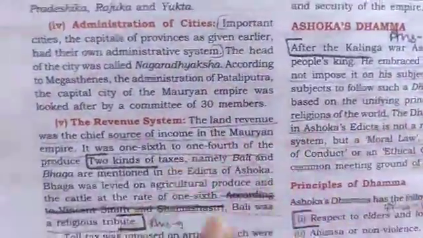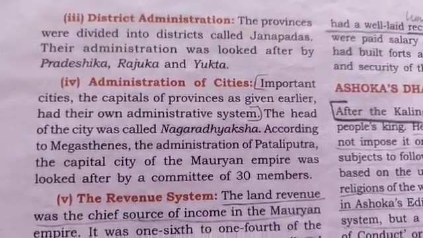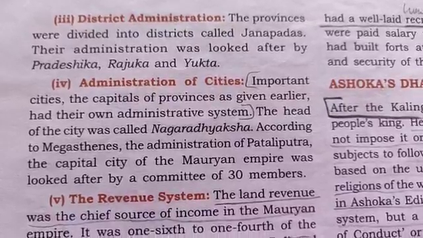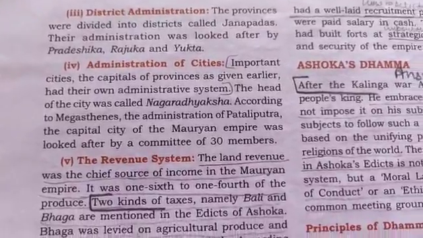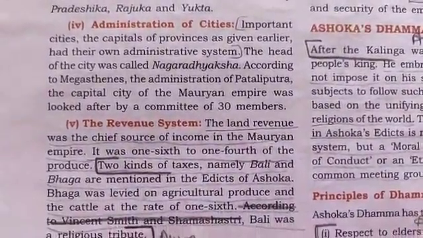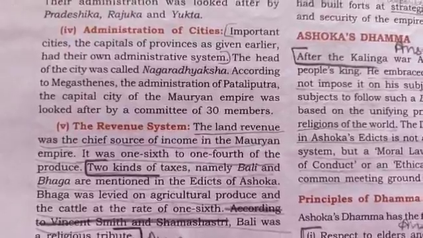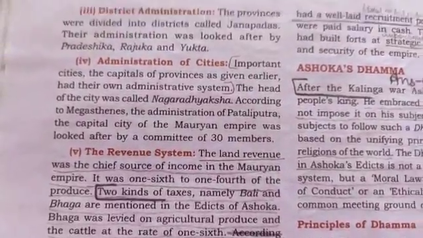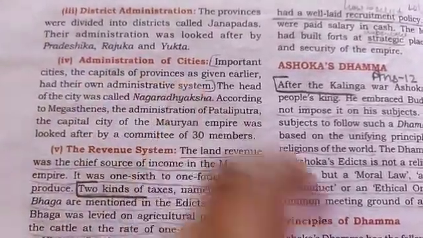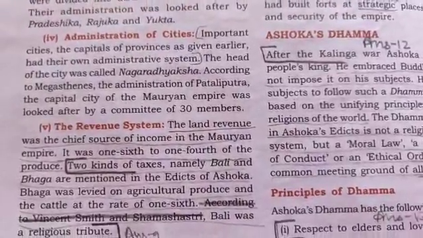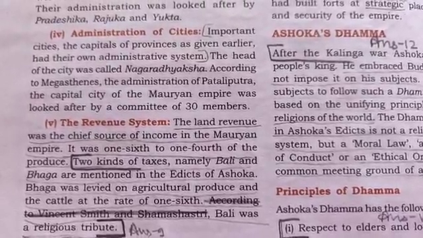Now the district administration. The provinces were divided into districts called Janpads. Their administration was looked after by Pradeshika, Rajuka and Yukta. Now administration of cities. Important cities, the capitals of provinces, as given earlier, had their own administrative system. So in present day India, the way we have municipal committees, therefore administration of cities was also looked into during the Mauryan time. The head of the city was called Nagar Adhyaksh.